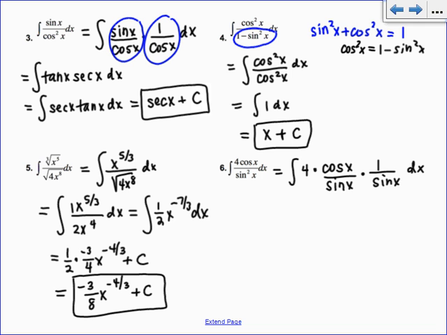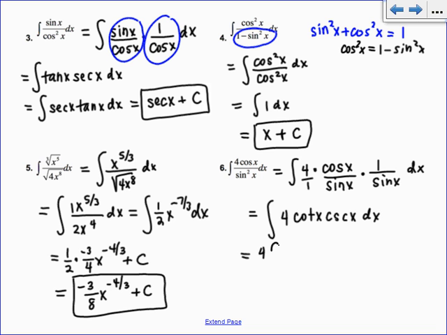See how that bottom is still sine squared. You can think of it as 4 over 1 if you like. So when I do that, I have 4. Cosine over sine is cotangent. 1 over sine is cosecant. So we're kind of close. The 4 I can just pull to the front, and then I have cotangent x, cosecant x.